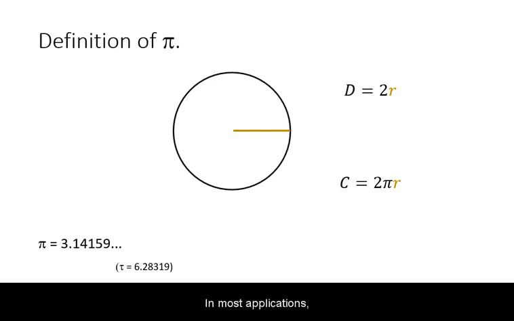In most applications, a circle is defined by its radius rather than its diameter. The diameter is 2 times the radius, hence the circumference is 2 pi times the radius.